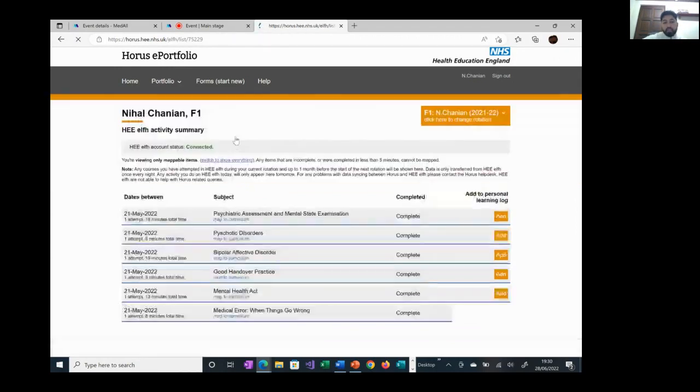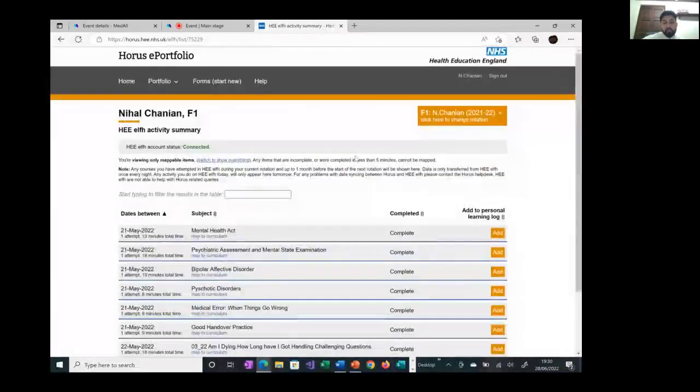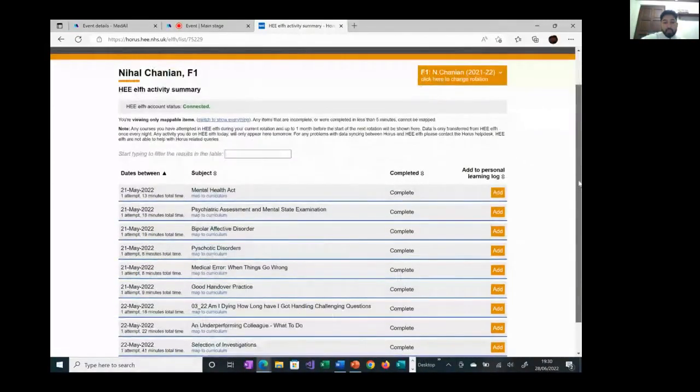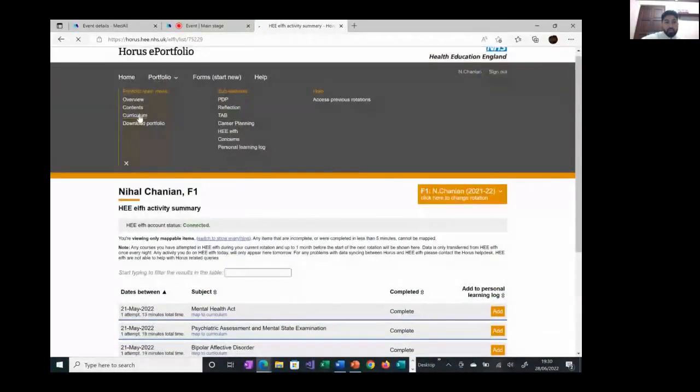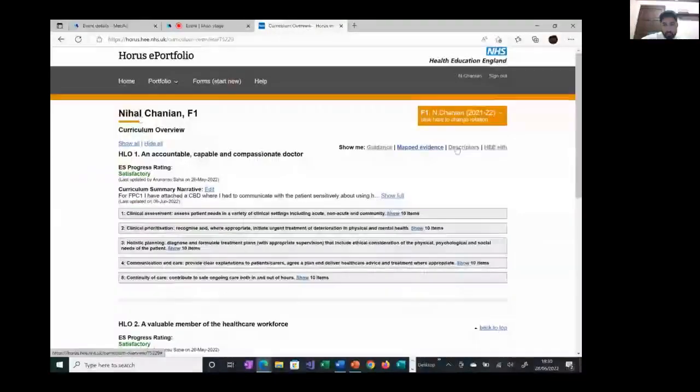You can actually link your HEE e-learning for health account to your Horus ePortfolio, and any hours you complete on that will map to this. I'd highly recommend doing that because then the deanery can see that you've been working on your e-learning. Okay, so all of these were essentially advised by the descriptor. I'll go back to it. So if I go back to my curriculum, HEE e-learning for health.